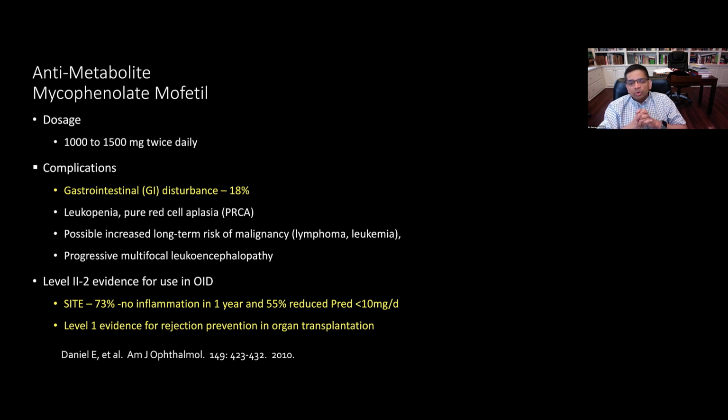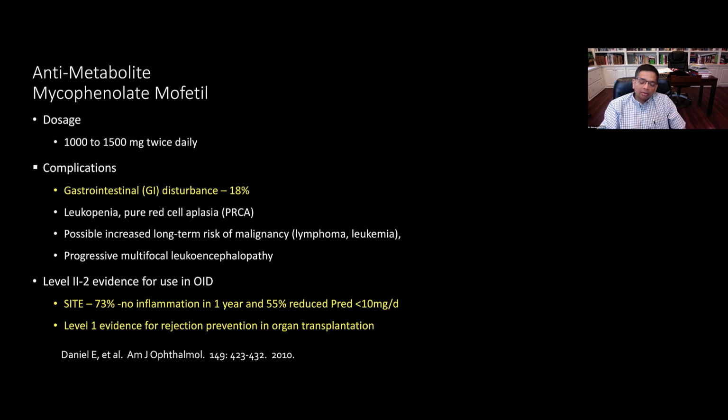There is some increased risk in the rheumatologic literature of lymphoma or leukemia, and progressive multifocal leukoencephalopathy is an idiosyncratic reaction, but that has been reported with CellCept. There is substantial level 1 now evidence, as well as level 2 evidence from the SITE data to suggest that there is substantial positive effect from the use of mycophenolate in the control of inflammation.